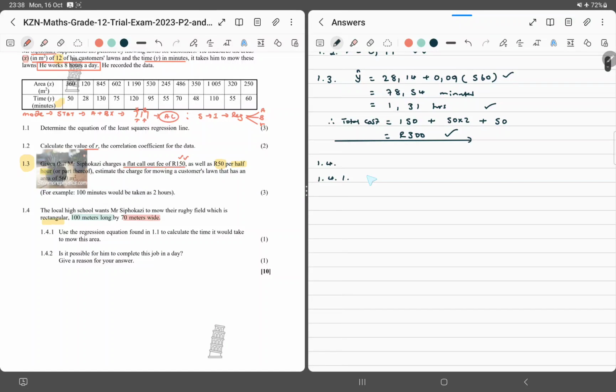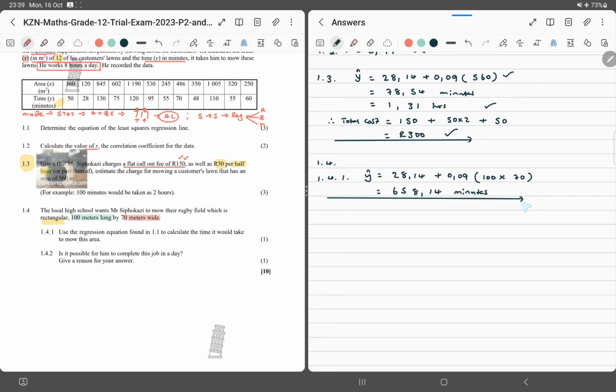1.4.1. This is easy. Y accent is 28,14 plus 0,09 multiplied by, now the area is going to be length by breadth. So this is 100 times 70. Okay, so we want to know how long this is going to be because we just want the time. So this is basically 28,14 plus 0,09 into 100 times 70. So calculators can handle this. So I'm getting a 658,14 minutes. Okay, that is fine because we were given our time in minutes, so we're not going to bother ourselves converting.